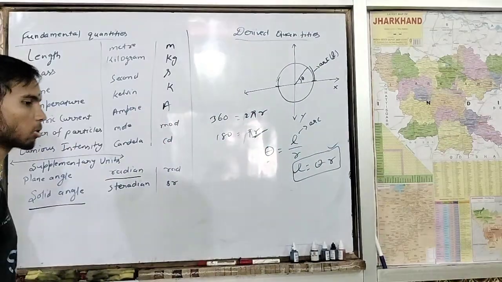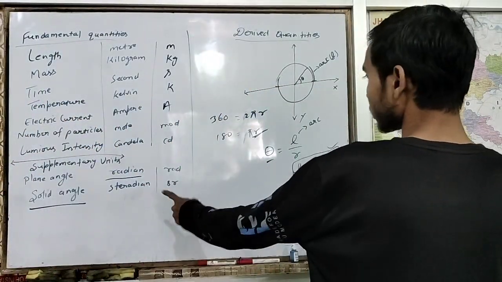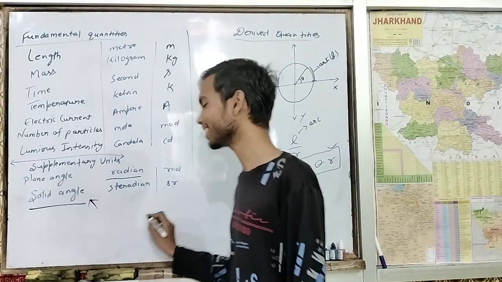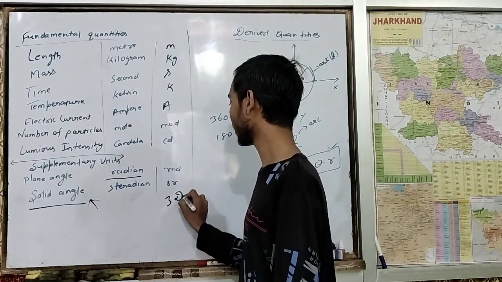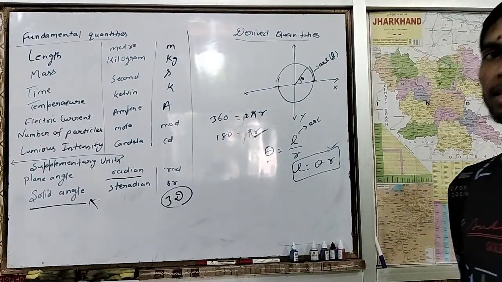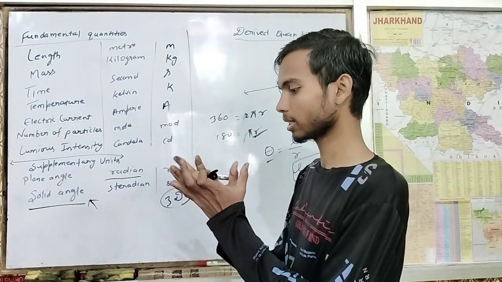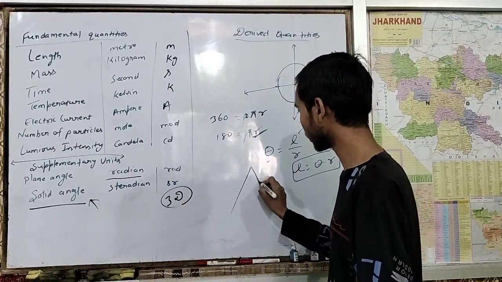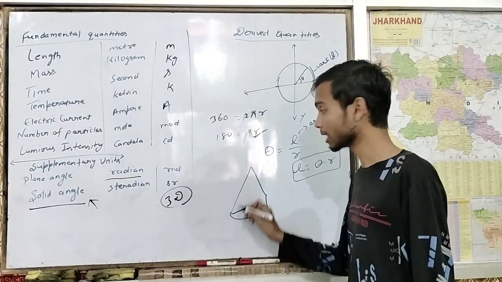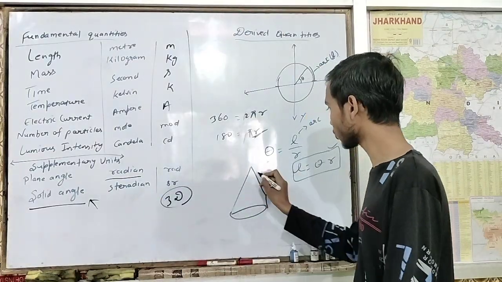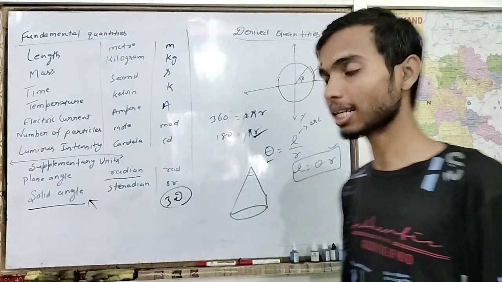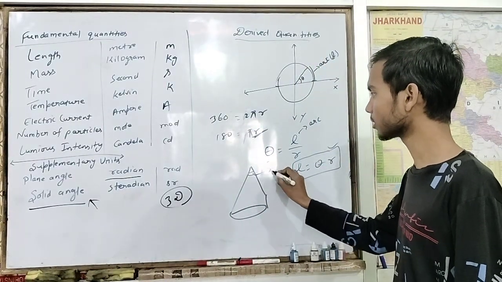Now let's understand the solid angle. Remember, this is also an angle, but here you will have an angle in 3D. You will get a cone like that, but you know that this is 3D. It is talking about this angle. This is the solid angle.